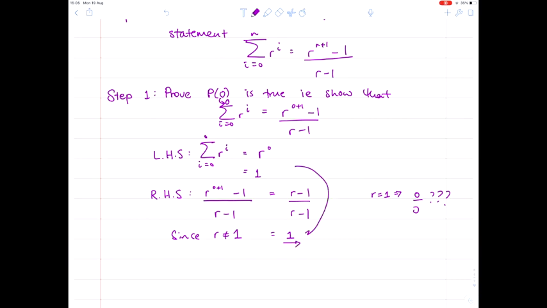And so we've shown that our left and right hand sides are equal when we're looking at the case n is equal to 0. So P0 is true.